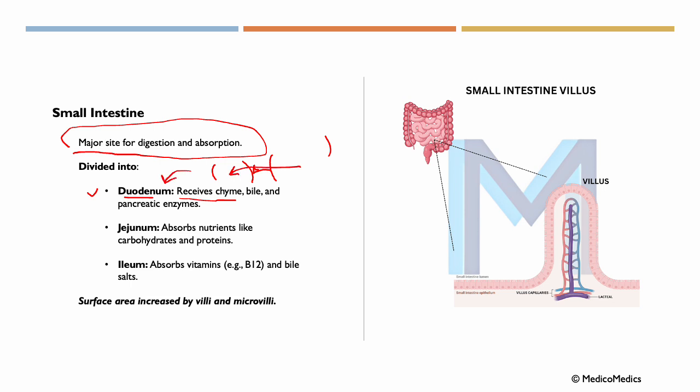Chyme is arriving here, together with bile and pancreatic enzymes. You will later learn the role of the pancreas here and the role of the liver in relation to the small intestine. Another part is the jejunum, where nutrients like carbohydrates and proteins are absorbed. And then we have the ileum, where a lot of vitamins, for example B12, and bile salts are absorbed. To facilitate an increase of absorption, the surface area of this intestine is increased by villi and microvilli.